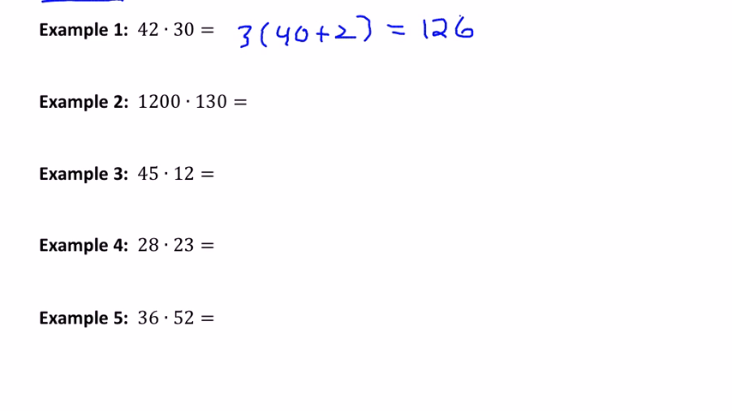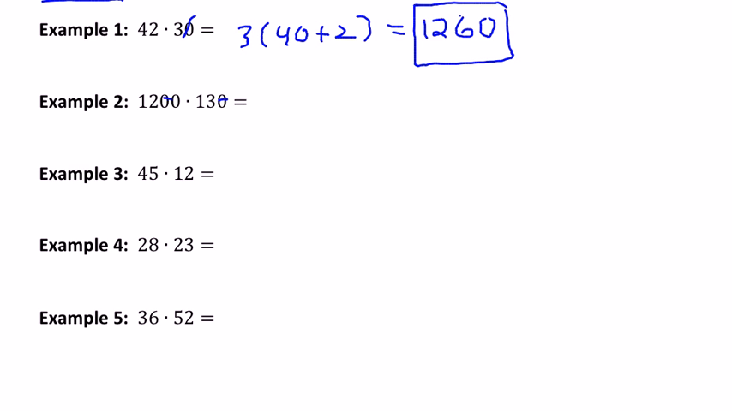And then at the beginning of the problem, we ignored that 0, so the answer is 1260. Another way you could have done that is 40 times 30 to get 1200, and then 2 times 30 to get 60, for 1260.